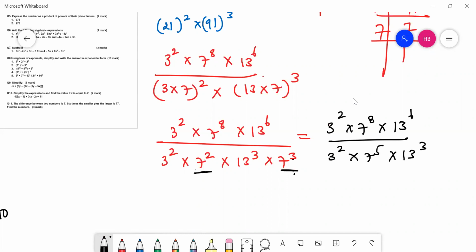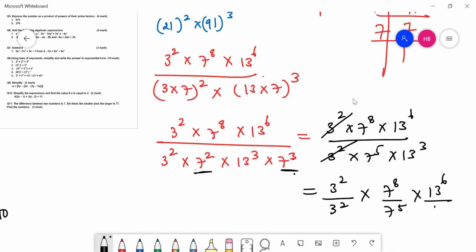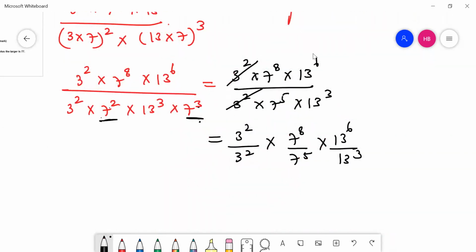Okay, now since I've got this, 3 squared will cancel out, or if they don't cancel out, you can write it like this also. Here you can apply the property of division. What is that property? a raised to power m divided by a raised to power n is a raised to power m minus n. So here it would be 3 raised to power 2 minus 2, which is 3 raised to power 0, and any number with the power 0 is 1. So directly you can cancel out and get 1, or you can apply that also.